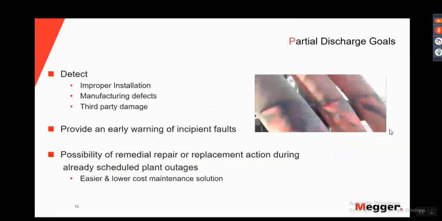The goals of partial discharge testing are to detect improper installation, manufacturer defects, and third-party damage. Nowadays, partial discharge is mainly used to detect poor workmanship issues. It will provide an early warning of incipient faults, and we will have the possibility of remedial repair or replacement action during a scheduled outage. So these are the goals of the partial discharge.